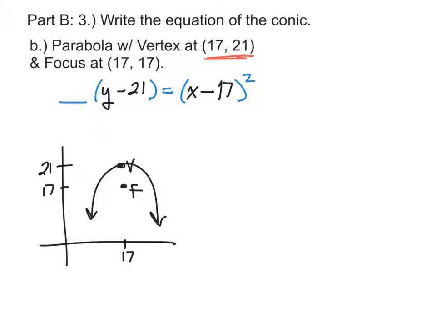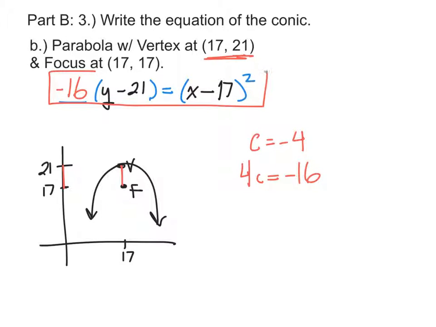Well, when we look at our graph, we can see that the distance from the vertex to the focus is going from 21 down to 17. So that distance c is just going to be 4. But since it's going down, c is going to have the value of -4. That means that 4c is going to be 4 times -4, or -16. So the coefficient that's out in front is -16, and this is the equation of the parabola.